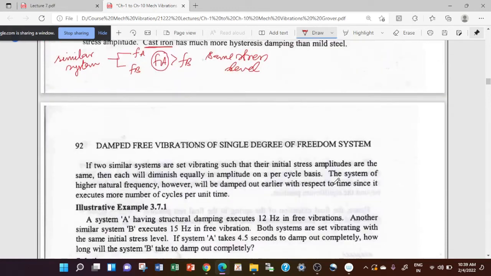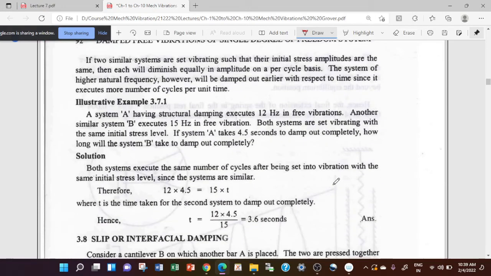So based on that, you have a small problem here. Suppose you have a system A having a frequency of 12 Hz in free vibrations. System B has 15 Hz free vibrations. System A takes 4.5 seconds to damp out completely. It means the total is 12 into 4.5. Then what will be the time taken for system B to damp out completely?